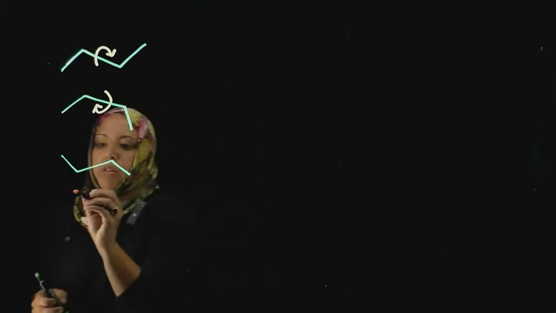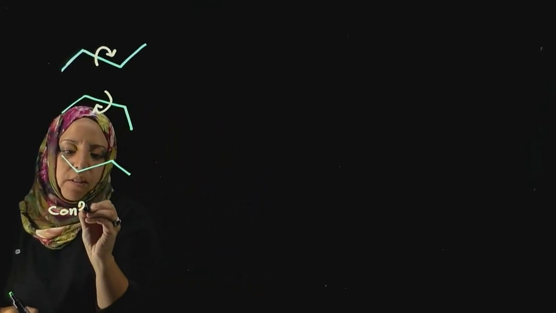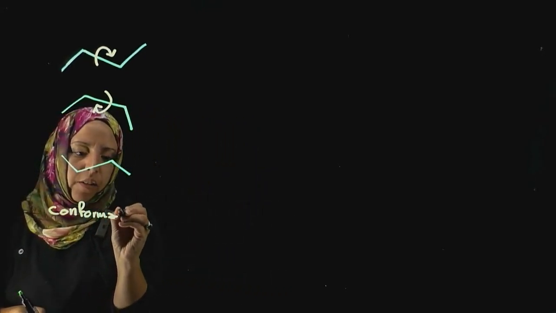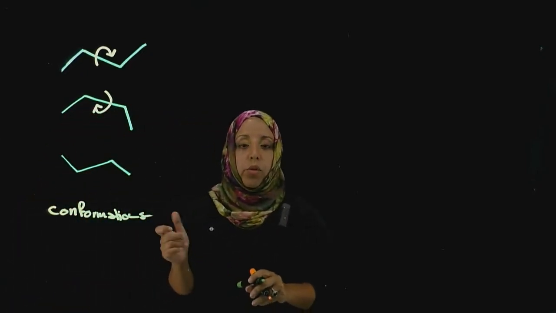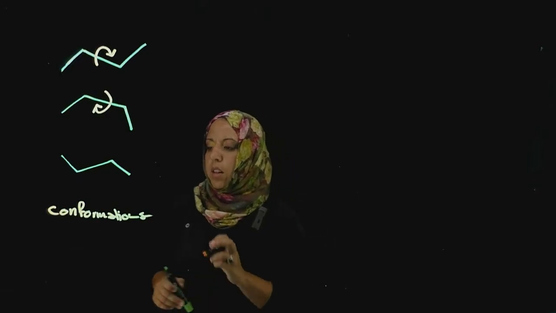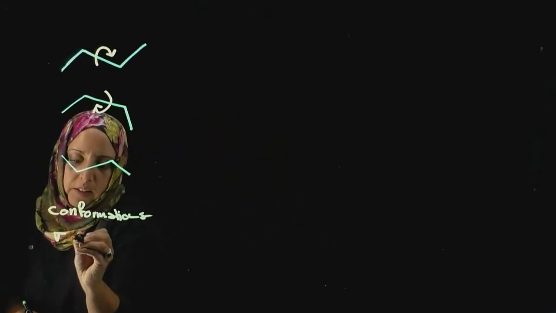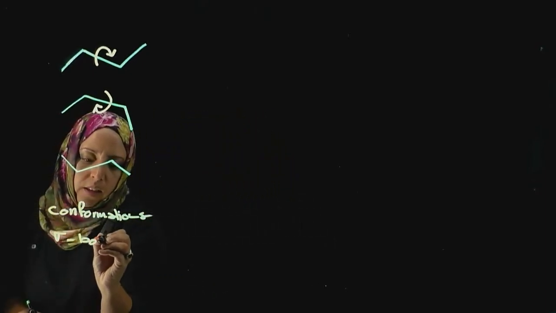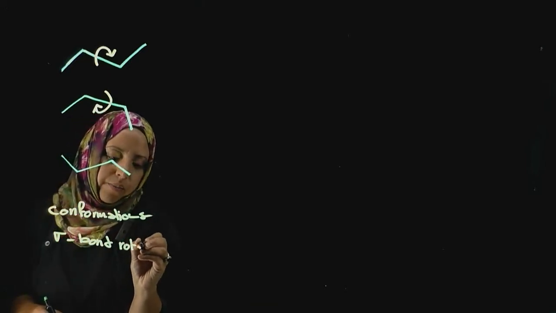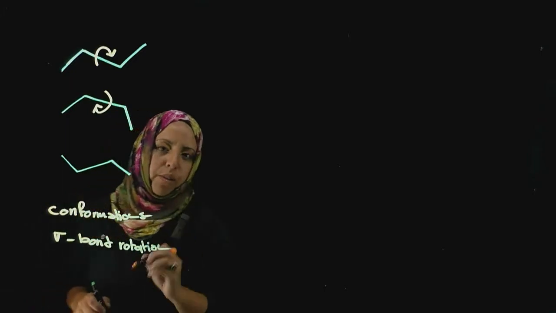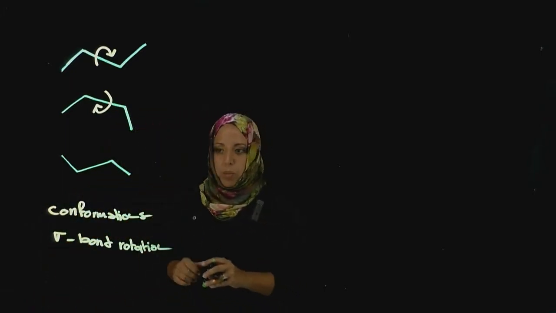So what we call those are different conformations, right? And you can get different conformations within the molecule through bond rotation, right? So what we have is sigma bond rotation. All we did is we rotated around a sigma bond, or a single bond, right?